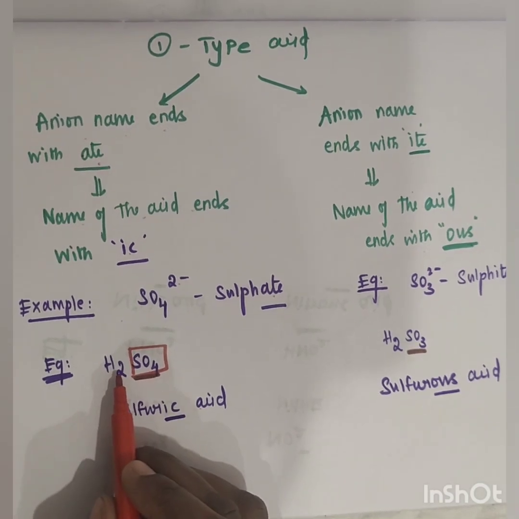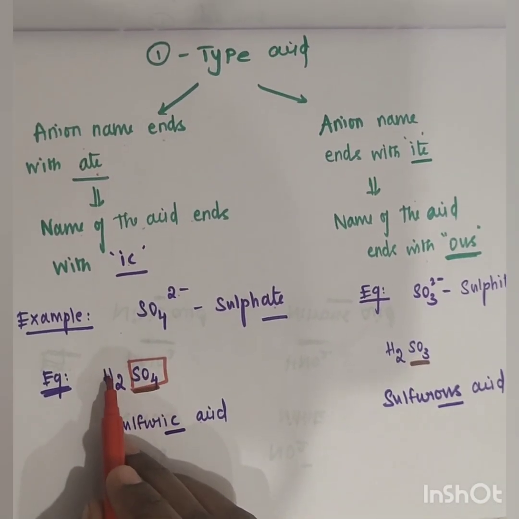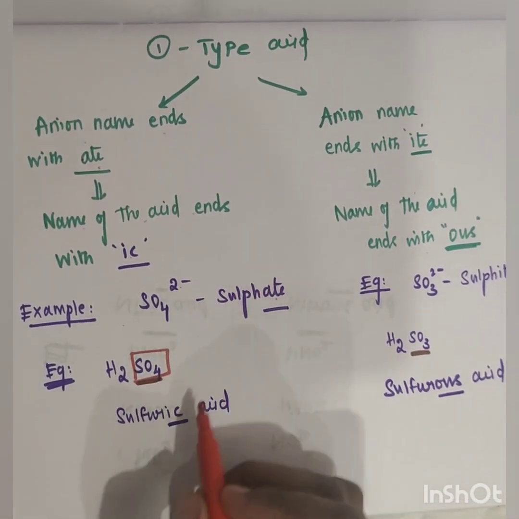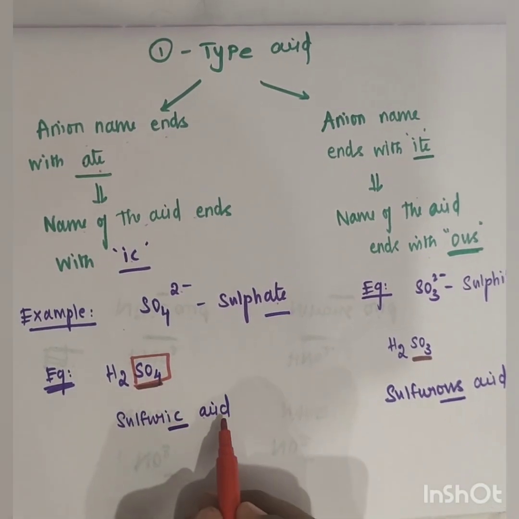Even though it has hydrogen, the name should be derived from the polyatomic group connected to the hydrogen. SO4 is named sulfate, so ATE is turned into IC. So the name of the polyatomic group is sulfate, and it is sulfuric acid.